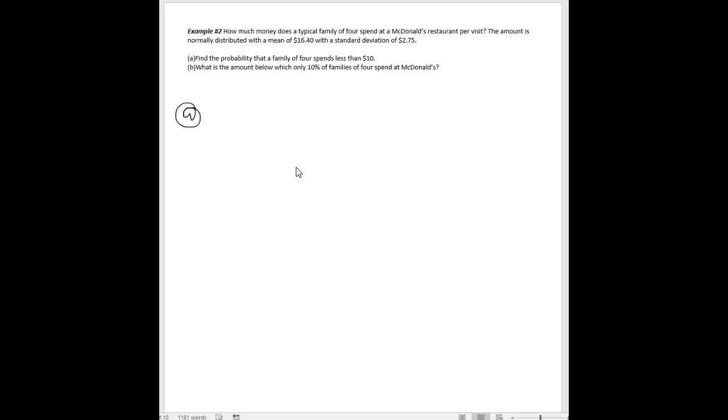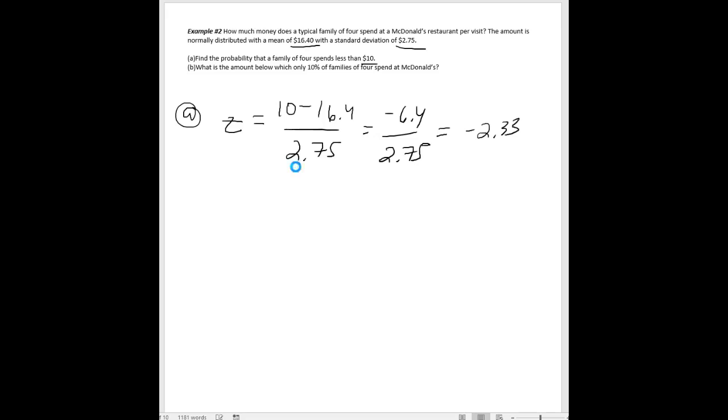Okay, so this is easy given what we just learned, right? We have a mu, we have a standard deviation sigma, and now we have an x value for A. So let's just find the z-score. 10 is our x, 16.4 is our mu, all over 2.75. So we get negative 6.4 over 2.75, and that's going to give us a z-score of negative 2.33.